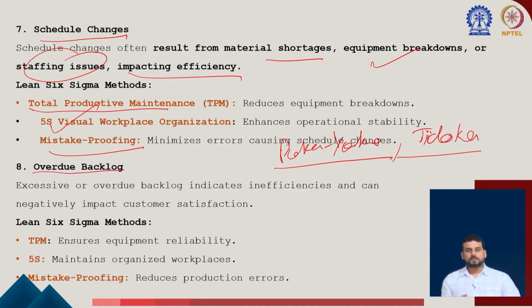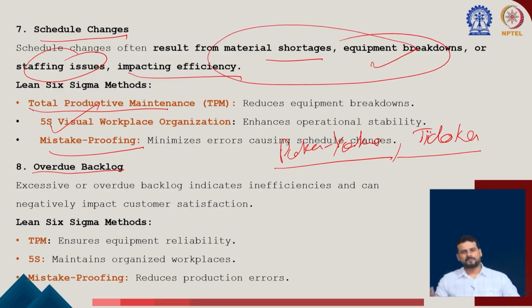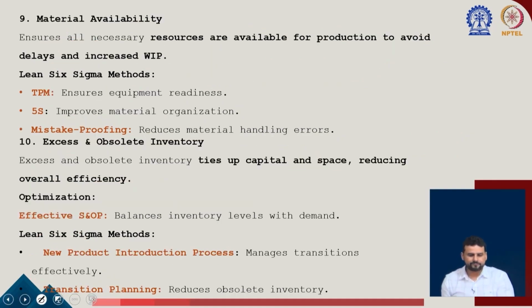Overdue backlog. So when your backlog is there, why will backlog be there? Because machines are down, your manpower is not there, your raw material supply is not there, your equipment is not working properly, so then your back order will be there. So you need to maintain using these technologies. Again, same you can implement.